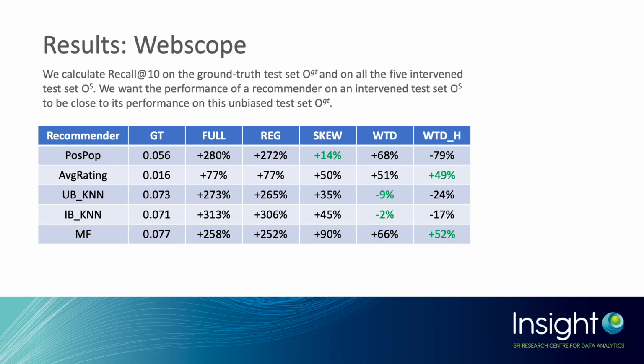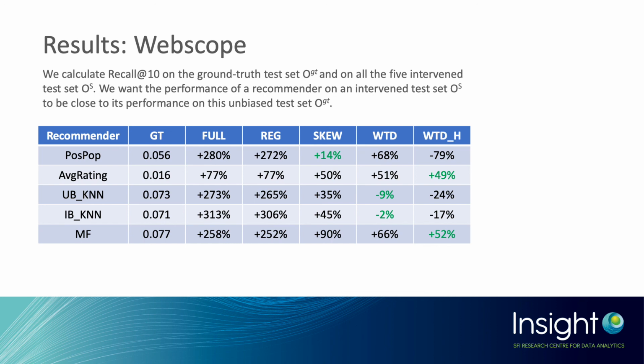This slide reports results on the WebScope dataset, and the same methodology used for Code Shopping applies. But results show something slightly different now. First of all, for the AVG rating recommender, ground truth performances are underestimated by all strategies. For this recommender, skew, WTD and WTDH are equally good, but superior to full and reg anyway. We then find skew superior to WTD and WTDH for the PostPop recommender. But WTD and WTDH are better for the personalized recommenders.